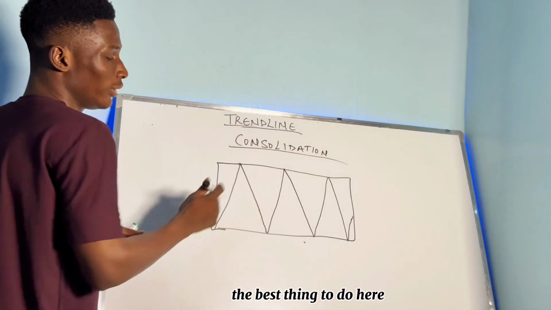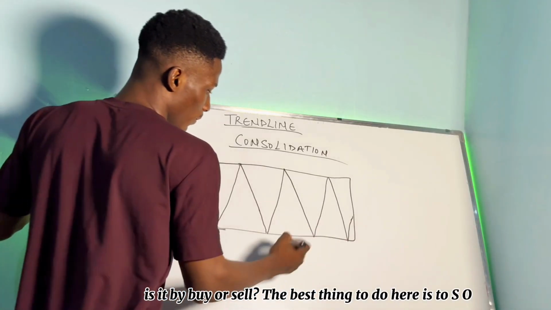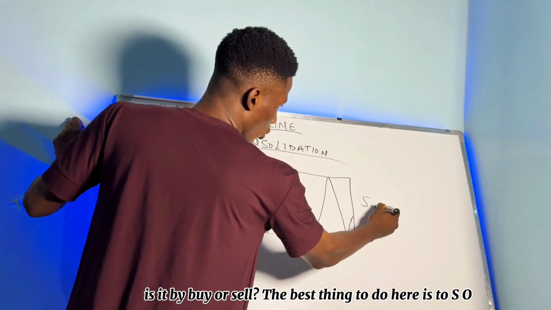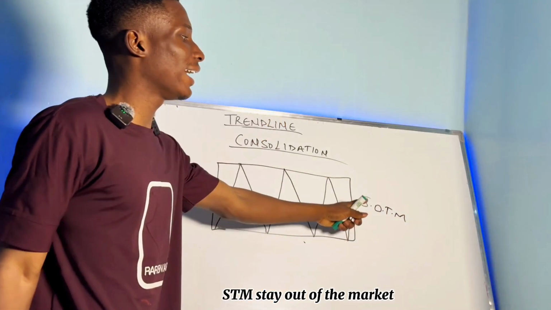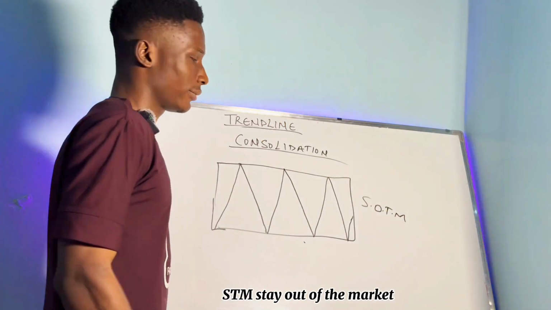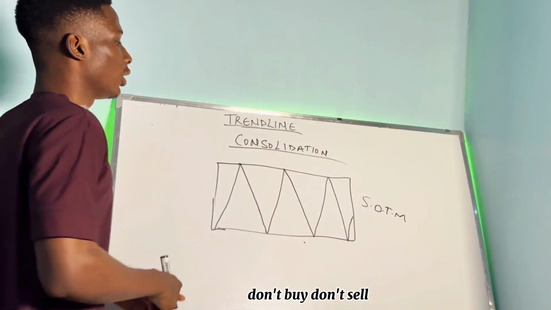The best thing to do here, is it to buy or sell? The best thing to do here is to STM, stay out of the market. That is the best thing to do. Stay out of the market. When you see consolidation, don't buy, don't sell. Stay out of the market.